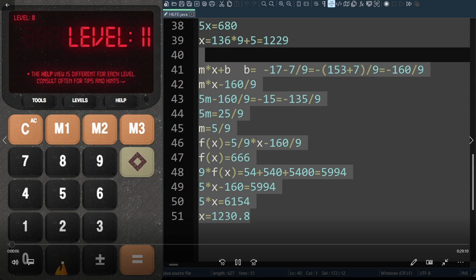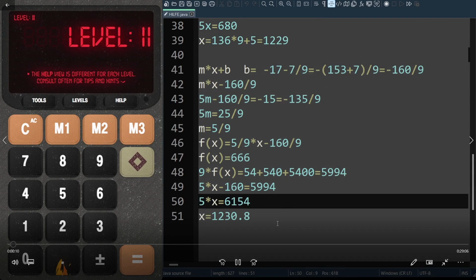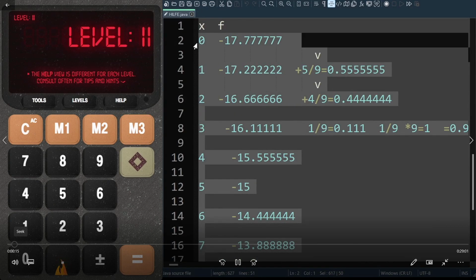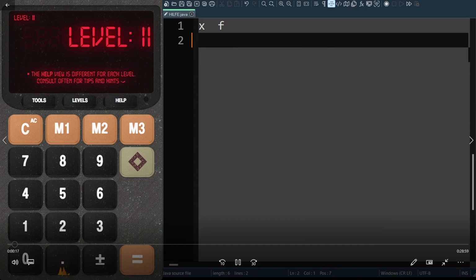Today we are going to watch my play of levels 11 to 15 from Devil's Calculator, which I already did but didn't have audio. We're going to do this more quickly than usual, because not much has happened. Let's start with level 11.